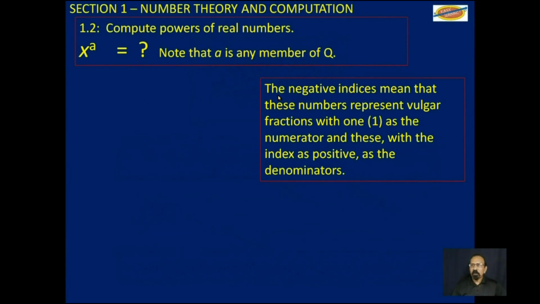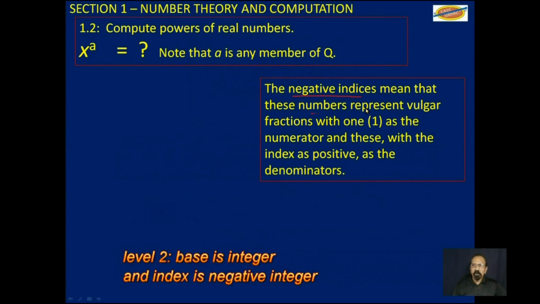So let's move on with negative indices. Now, what that means is that the numbers represent a vulgar fraction with 1 as the numerator, and these indices that now become positive go down as a denominator. So if you have x to the negative a power, that becomes 1 over x to the positive a power.